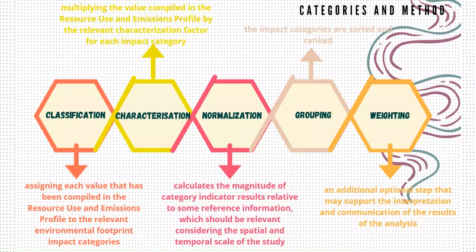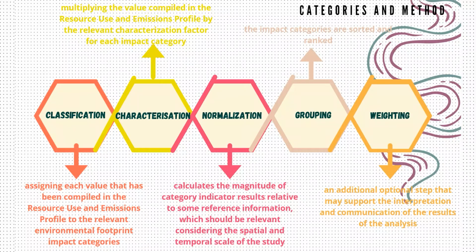Classification is assigning each value that has been compiled in the resource use and emissions profile to the relevant environmental footprint impact categories. For characterization, it is multiplying the value compiled in the resource use and emissions profile by the relevant characterization factor for each impact category.